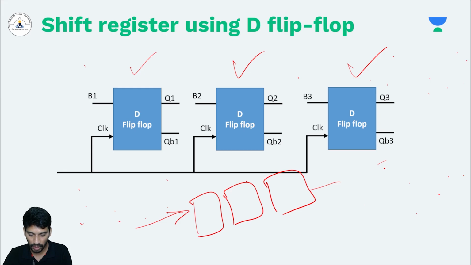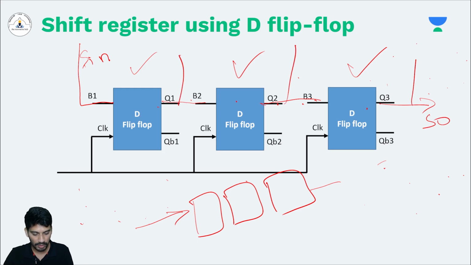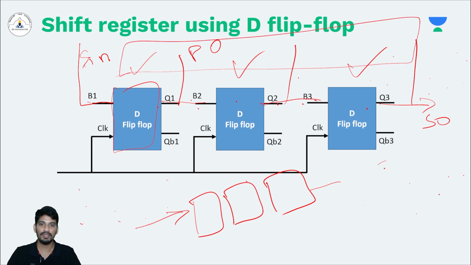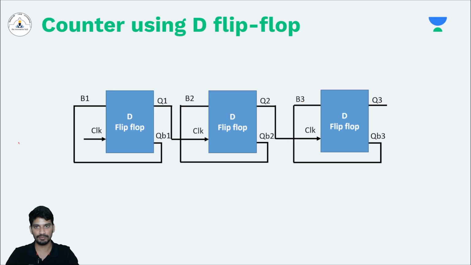If you want a serial in serial out, just connect this here. Then you have only one serial input pin, and the data is storing serially, and the output is coming serially. So this is a serial in serial out. If you take output here, then it is a serial in parallel out. See, very simple. All you need to do is use the D flip flops and connect them accordingly to your purpose, right? This is one of the major advantages of using flip flops.